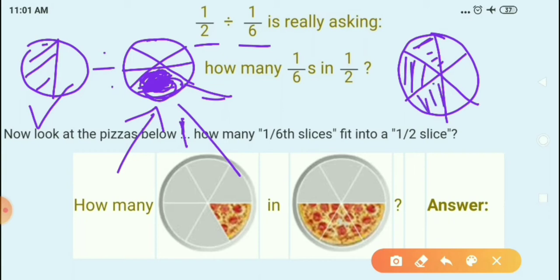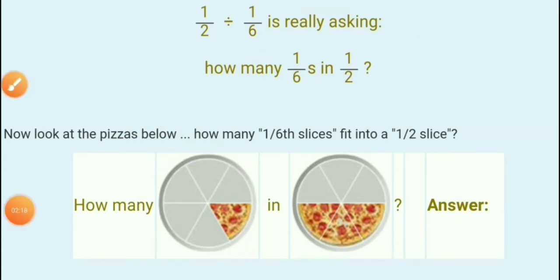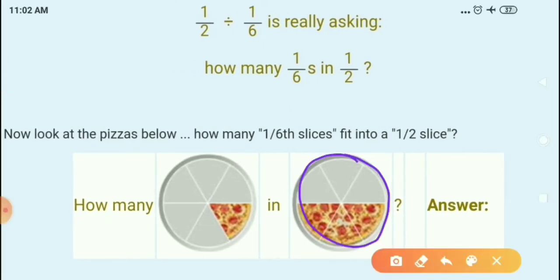Now the new fraction you got is 3 upon 6. As you know, 3 upon 6 and 1 upon 2 are equivalent to each other, so there is no change in their value. So now we can divide. Here you can see in the picture I have made, you will get how many 1 upon 6 in 3 upon 6. In the second picture we got 3 upon 6.